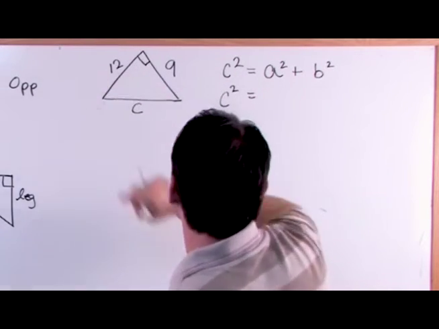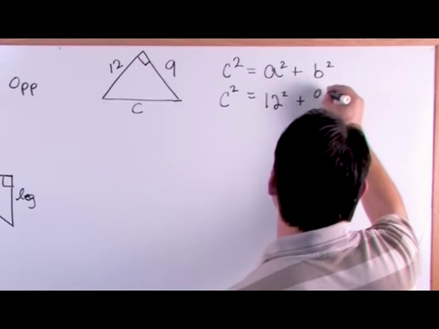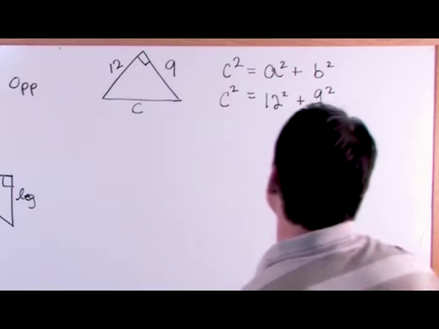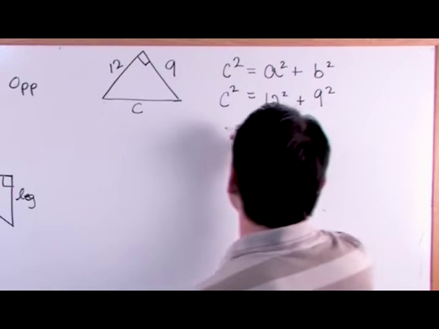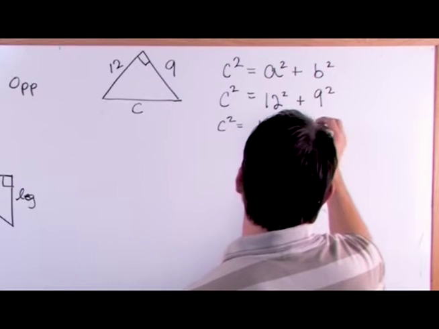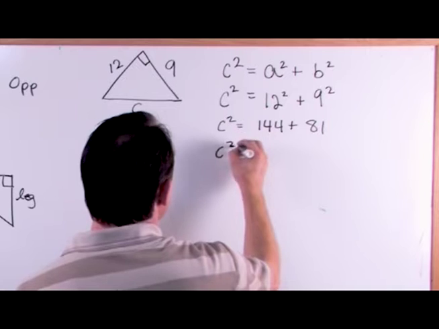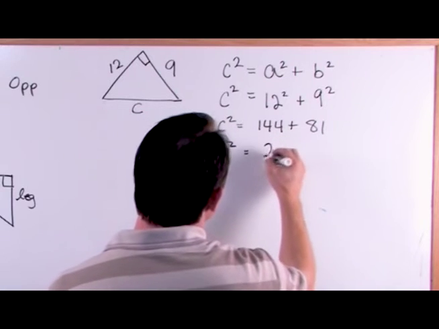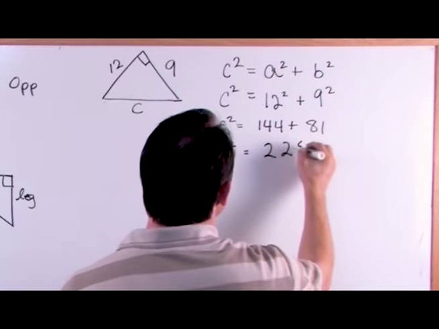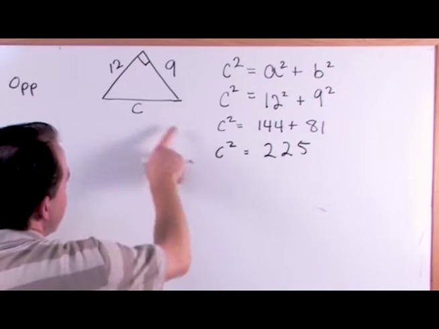So all we do is we say C squared is equal to, let's say A is equal to 12, 12 squared plus 9 squared. We're going to say B is equal to 9. Okay, so then C squared is equal to 144 plus 81. So then C squared is equal to 225.